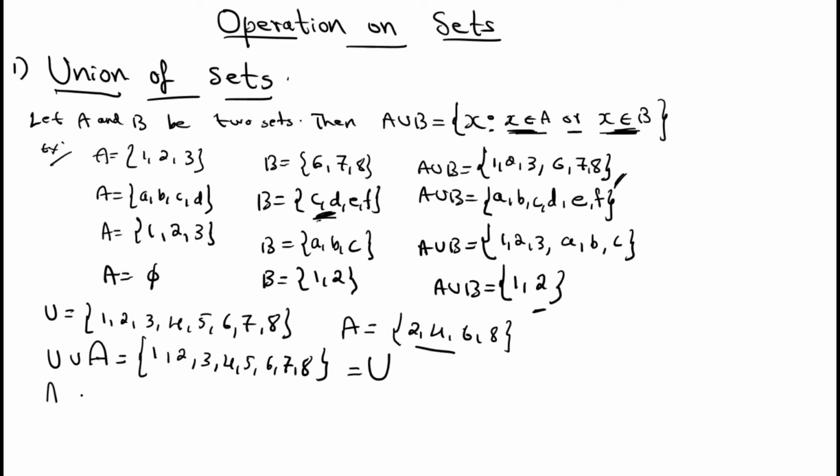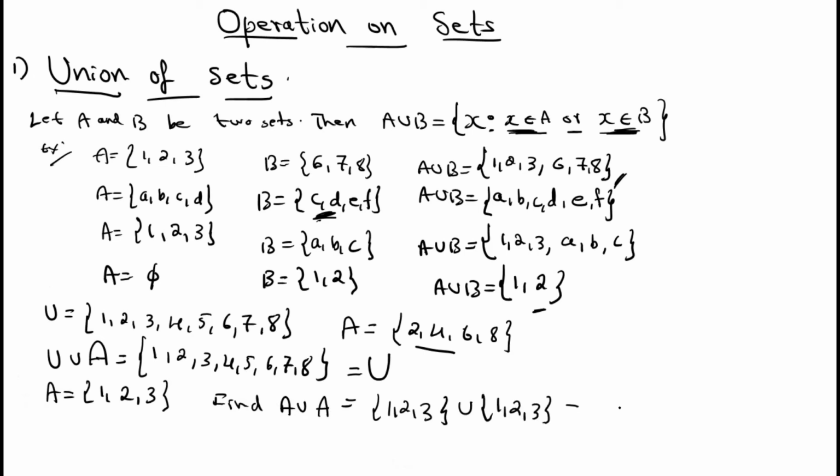Next, take A is equal to {1, 2, 3}. Okay, 1, 2, 3, it's a set. Find A union A. Okay, you need to find the A union A value. What is A union A? That means set {1, 2, 3}, union again set {1, 2, 3}. It's equal to, what you'll get, {1, 2, 3} only, right? See, A union A, what you are getting, it's equal to A only.